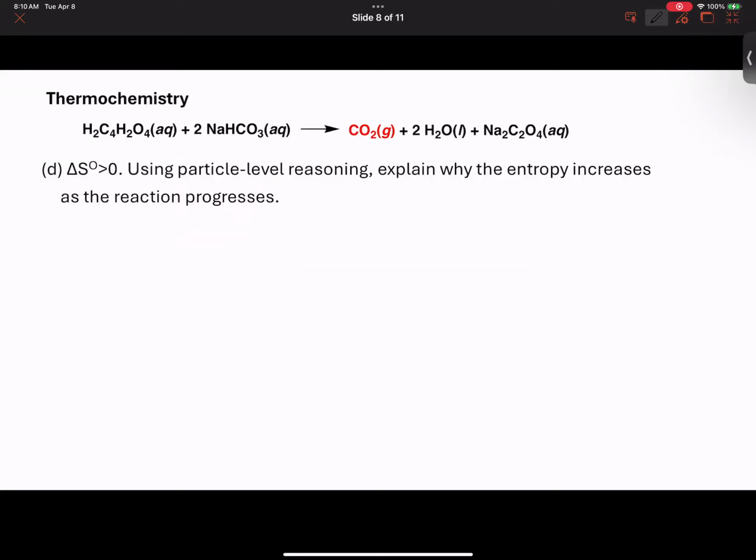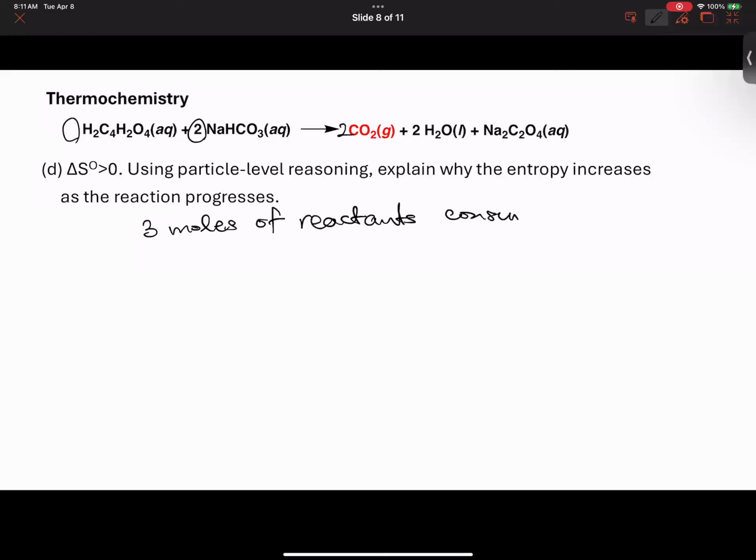Next problem is a thermochemistry problem. The reaction entropy is positive, and using particle-level reasoning, we explain why the entropy increases as the reaction progresses. Here, the reactants: we have 1 mole of maleic acid and 2 moles of sodium bicarbonate, and they are combining. So 1 mole plus 2 moles, 3 moles of reactants are used and consumed.